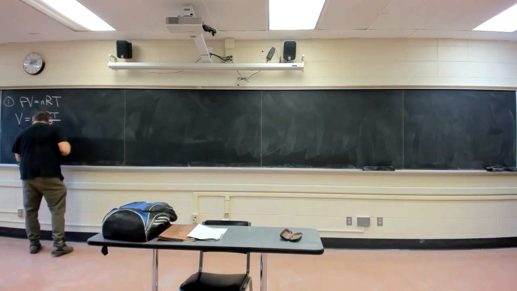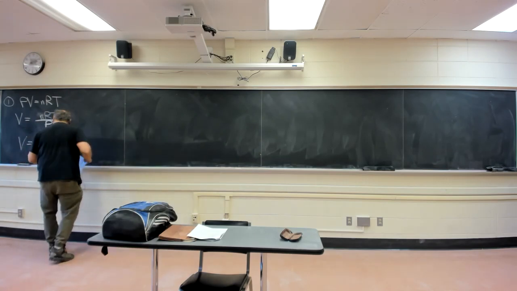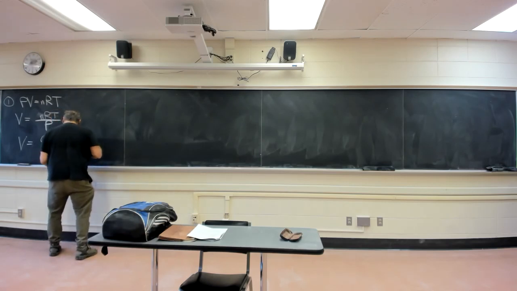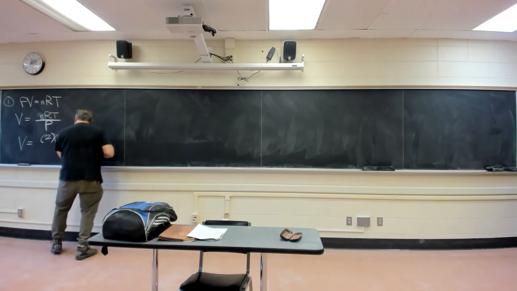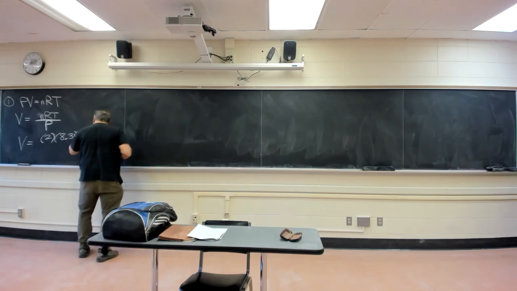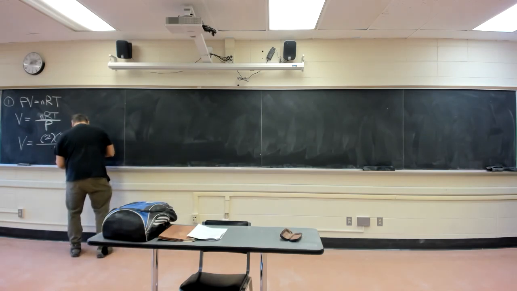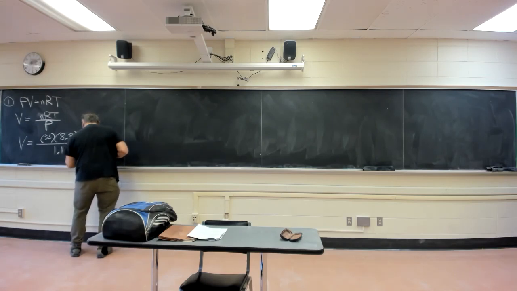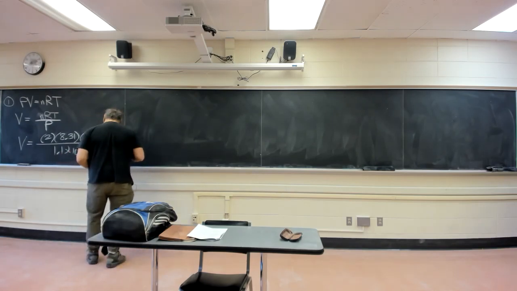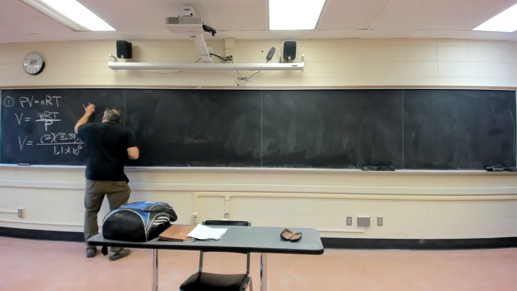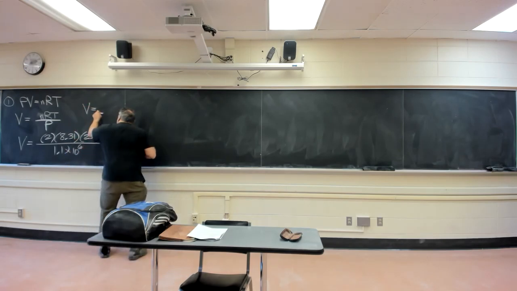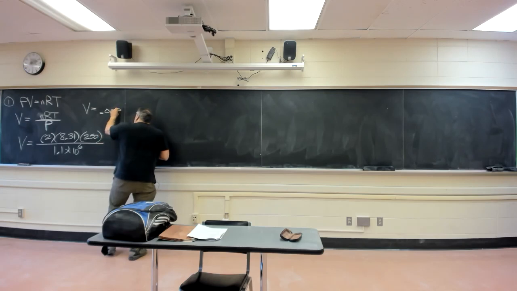They told us a few things. Let's do what they told us. They told us there were 2 moles of the gas. 8.31 is R, the universal gas constant. 250 Kelvin, you have to have the temperature in Kelvin, is the T. And the pressure is 1.1 times 10 to the 6th pascals, or newtons per square meter. When you do this, you will find that V is 0.0038 meters cubed.